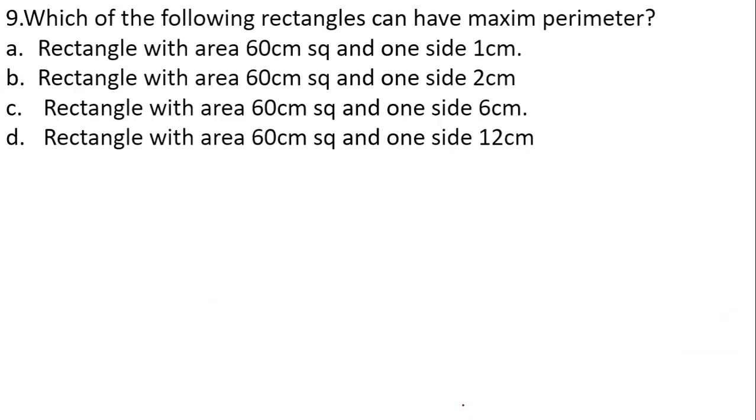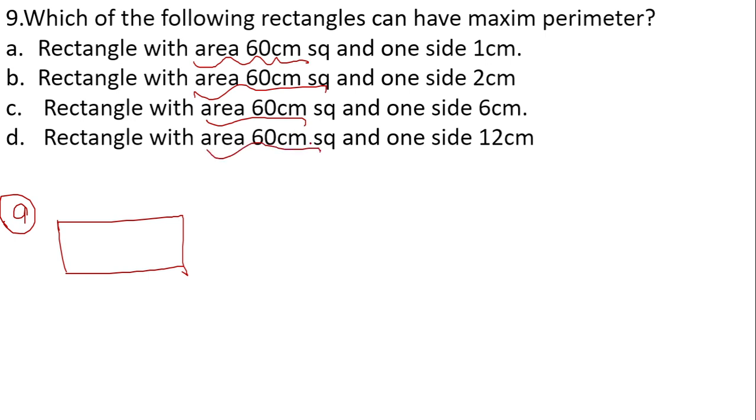Now this is question number 9. Which of the following rectangles can have a maximum perimeter? First thing, before answering the question, we know what the perimeter is. For example, consider this as option number A, where we are drawing a rectangle. In each and every option, the area is fixed. Area is 60 centimeter square.